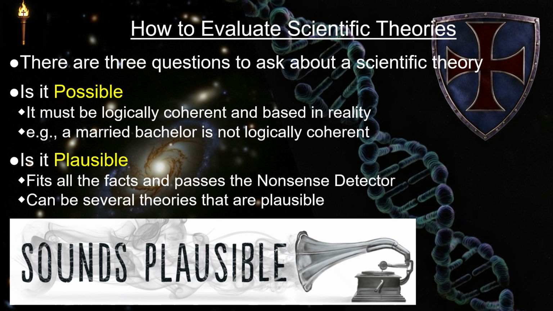The second question: is it plausible? Plausibility follows from possibility. So the first question, is it possible? Then you ask, is it plausible? By plausible, we mean it fits all the facts and passes the nonsense detector, or it fits most of the facts and passes the nonsense detector. And there can be several theories that are plausible. It doesn't mean just one.